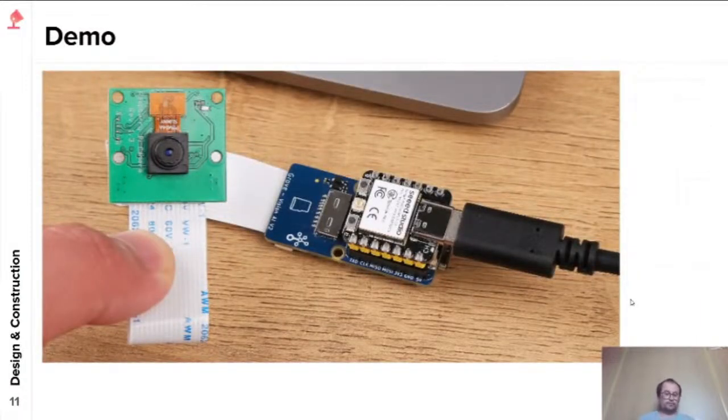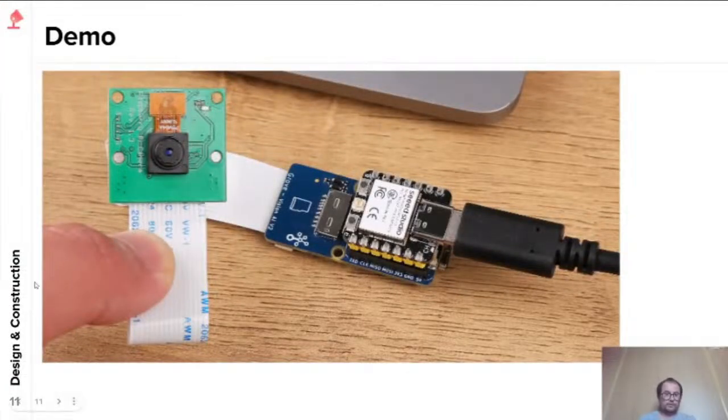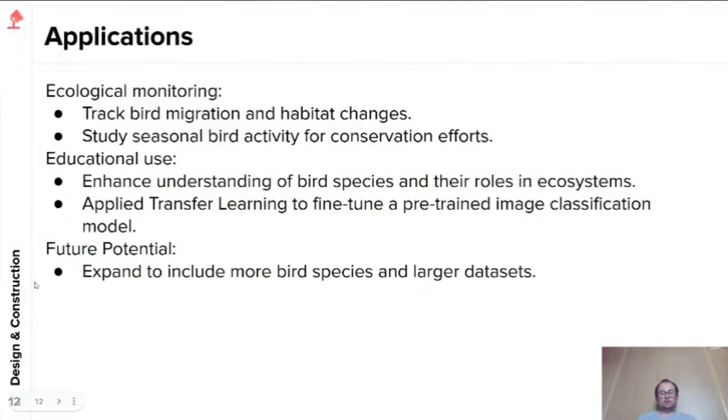Okay, so demo time. You can see on this image the Seeed Studio Grove Vision module with the camera. Okay, in the last demo, you saw that the neural network with a confidence of 96% identified the bird type.